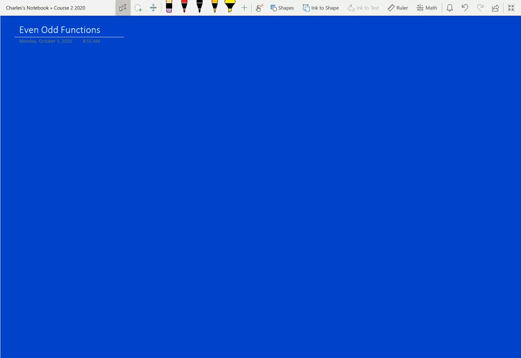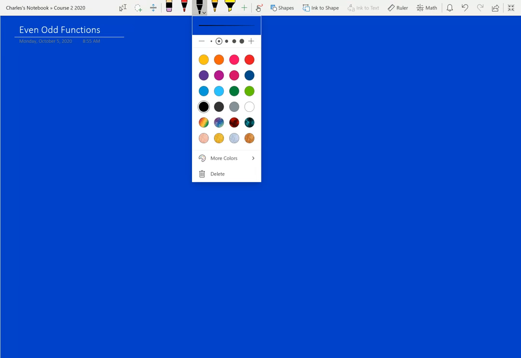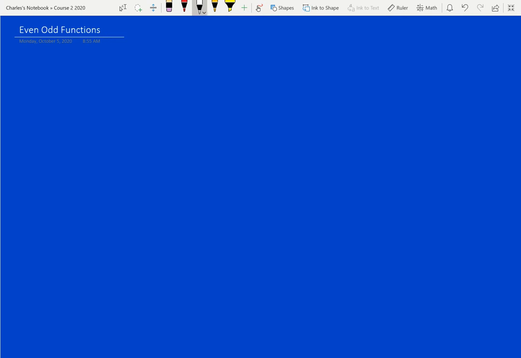Okay, so I want to do a quick little lesson on even and odd functions, which is a topic that comes up in chapter 2. We come back to it a little bit and it becomes important in calculus. The idea is that a function can be even or it can be odd. It doesn't have to be one or the other.